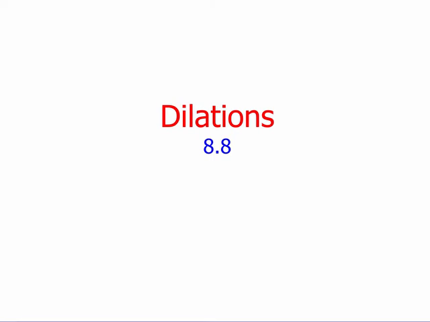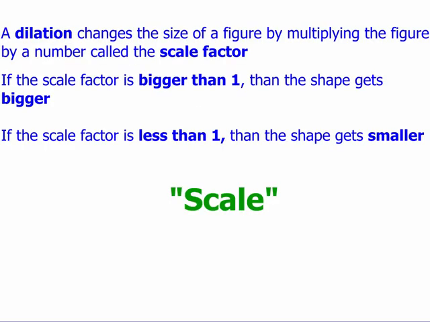For this video, we are going to be discussing dilations. Dilations are our third type of transformation that we're talking about. A dilation is a transformation that just changes the size of a figure by multiplying the figure by a number called the scale factor. So scale factor is just a number we multiply our shape by. If the scale factor is bigger than 1, then the shape gets bigger. If the scale factor is less than 1, then the shape gets smaller. All we're doing is changing the size of our shape.